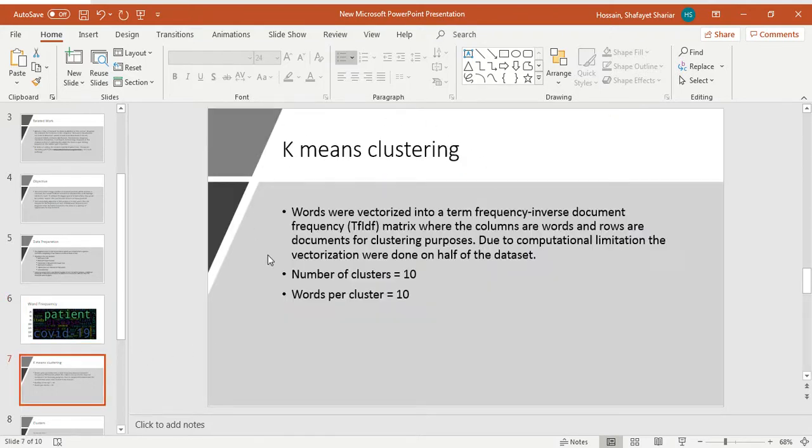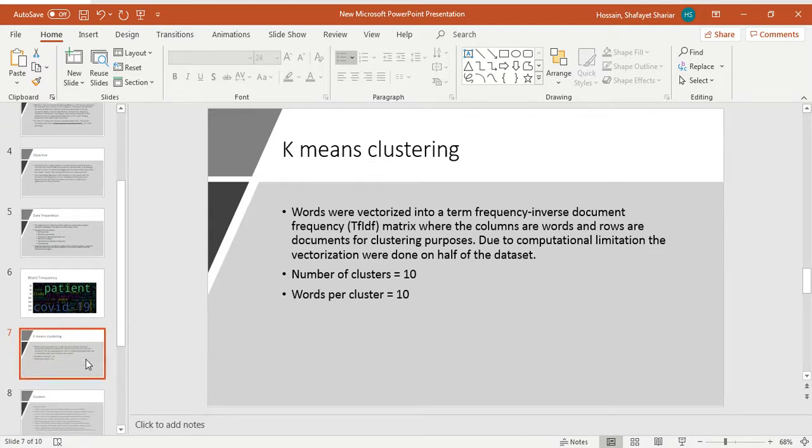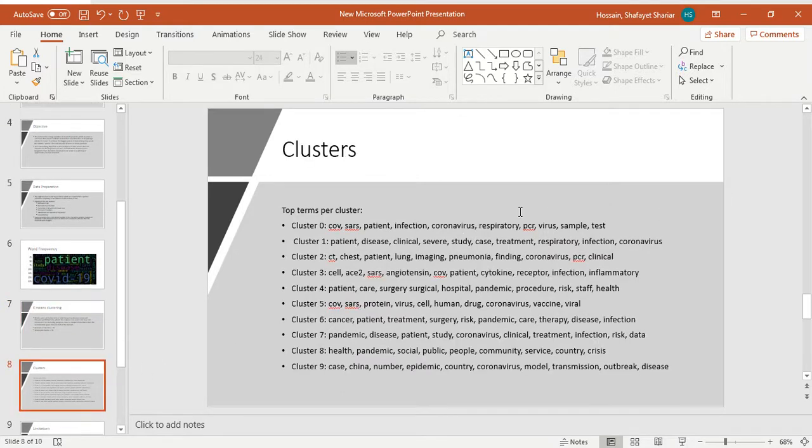Now the analysis has been done at the cluster level. For that, the words were vectorized into a TF-IDF matrix, and the number of clusters and words per cluster was chosen as 10. Here we can take a look at the clusters, and the clusters all have some distinctive quality in them. From cluster 0, we can see that cluster 0 is about testing. For cluster 1, there is no distinctive quality in terms of the terms available.